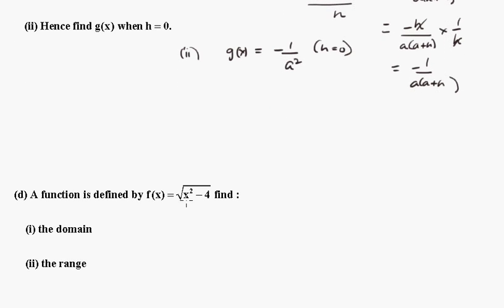Function is defined by this. Find the domain and range. Now this has to be positive, so x squared minus 4 is going to be greater than or equal to 0. Factorizing this.